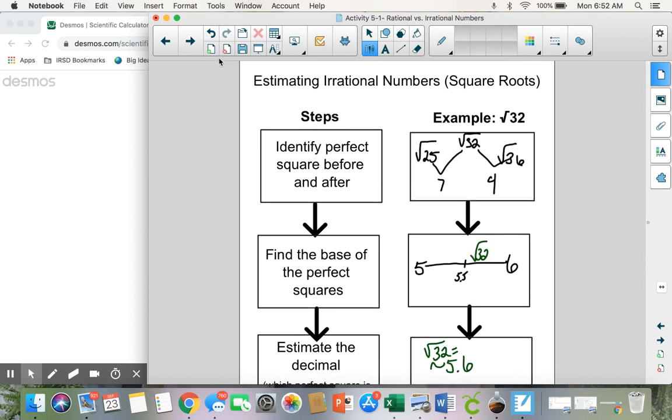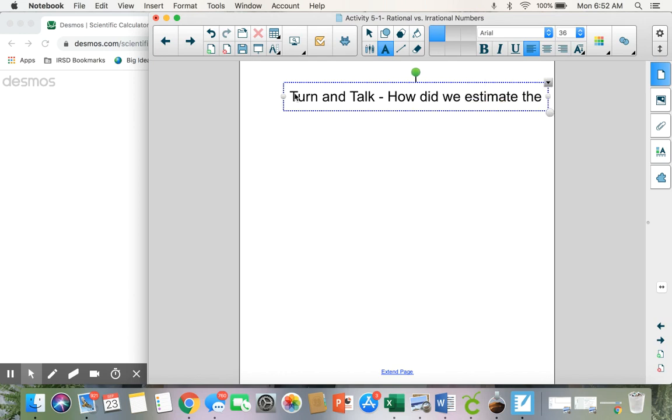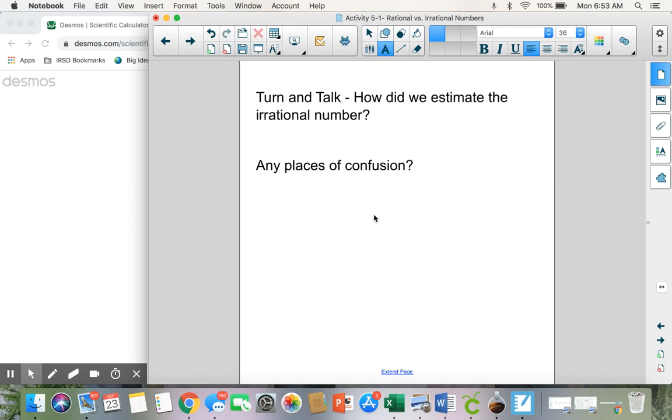Right now, I want you to turn and talk to your partner. How did we estimate the irrational number? What process did we do? What each step did we do? And then any places of confusion, anything that you don't understand during that process. So turn and talk, see if you can walk through that process again on your own, and then we're going to come back together for another example.